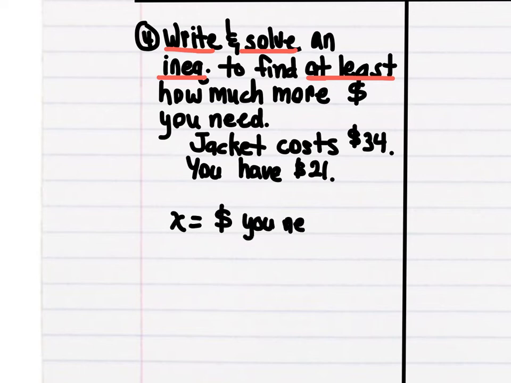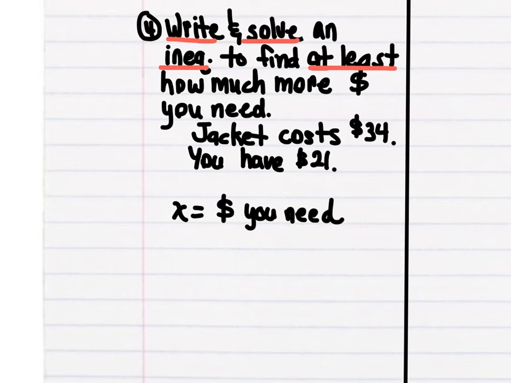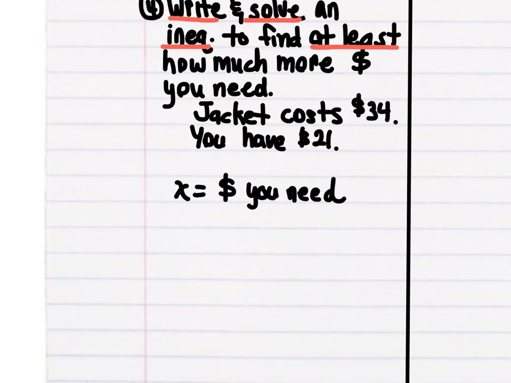Okay, and we're going to write out a problem. And we're not going to use equal signs anymore, because the key words are you want to find out at least how much more money you need. And so if X is how much money you need, and it says here you have $21, you're going to start with that 21, and you're going to add X to it. So that's how much you have, and X is how much you're going to need. And it needs to be at least $34. So in red at the top here, I'm going to write the words at least, and then in black I'm going to write $34 right here.